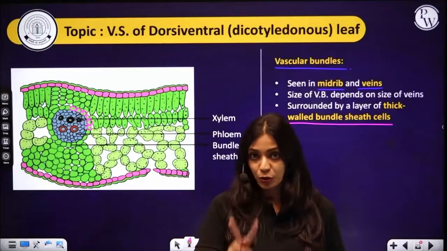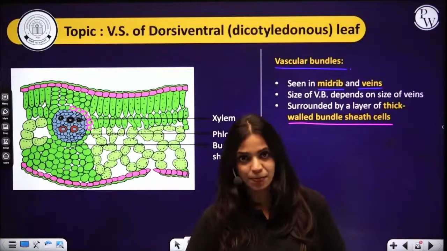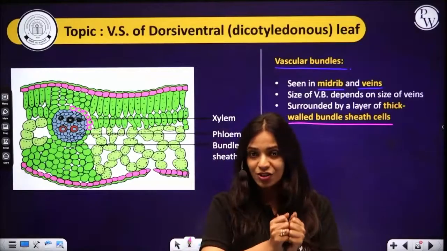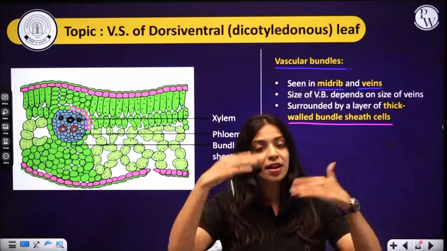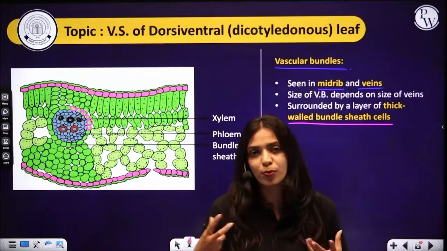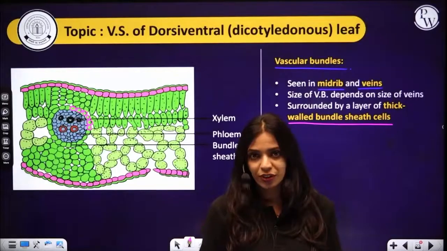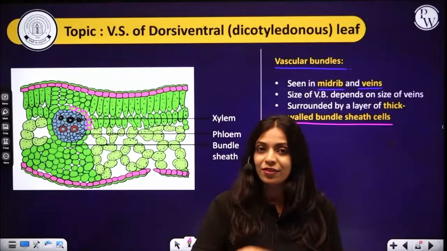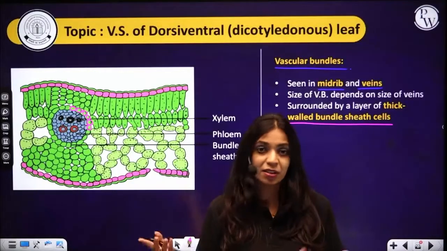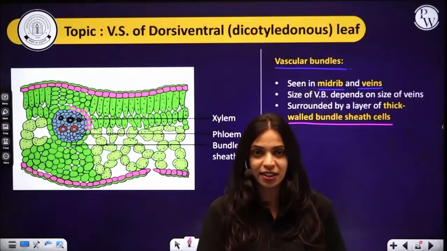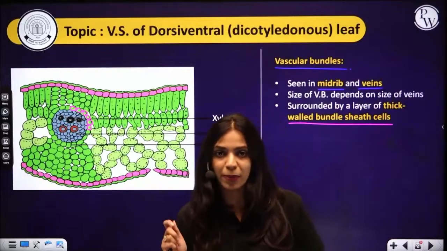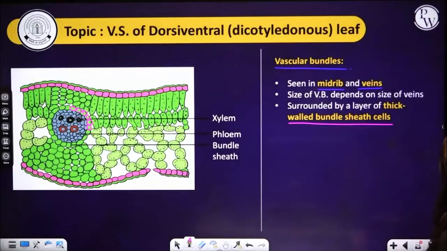In mesophyll, you find two different types of parenchyma, palisade and spongy. Palisade: elongated, rod-shaped, vertically arranged, parallel to each other, contain a lot of chloroplasts. Towards the abaxial surface, you have spongy parenchyma, which are somewhat oval to polygonal, loosely arranged with a lot of intercellular spaces. And then we have the vascular bundles present in the regions of the veins and the midrib. Size is variable according to which vein it is present in. Surrounding the vascular bundles, you have a layer of cells called the bundle sheath, which has thick walls.